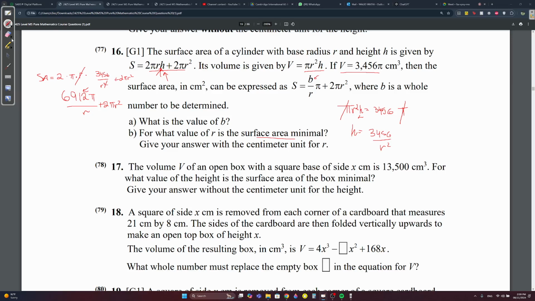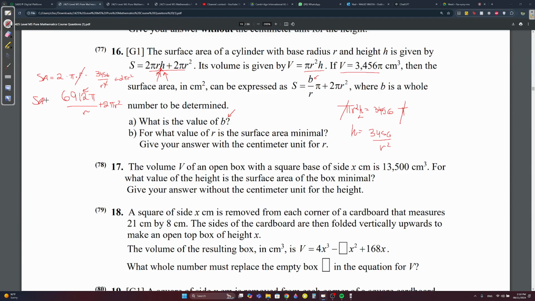Give your answer with a centimeter unit for r. So basically, they're asking to find the minimum value of r. You guys know that for the steps, you have to rewrite the surface area where there's only one letter. This is the whole reason we did this, because we're rewriting the surface area with only one unknown. Remember, I told you it was to find the minimum. You're not allowed to have two unknowns. This is the whole point of us substituting in part A.